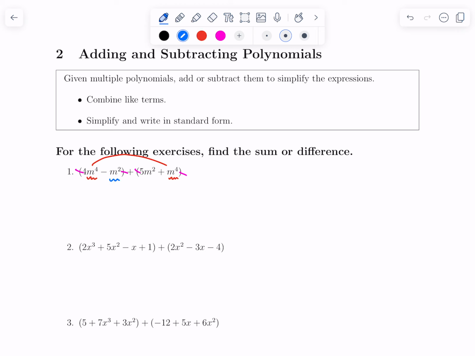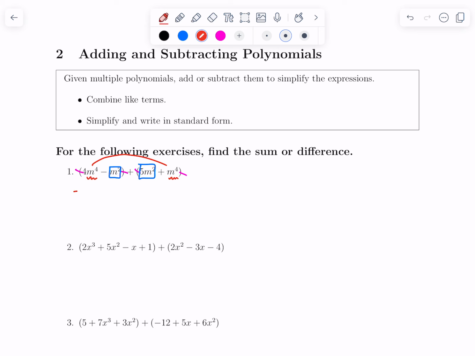And we see m squared over here, and we have 5m squared over here. We have m squared and 5m squared. They have the same degree, the same power. They are like terms, so we're going to put them together.